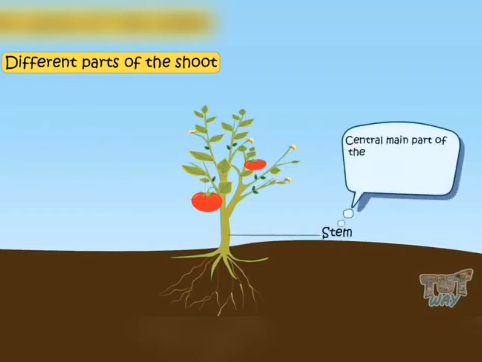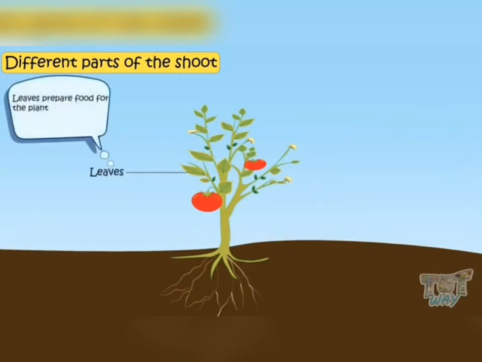The stem is the central main part of the plant. It holds the plant upright. Leaves prepare food for the plant with the process of photosynthesis, and leaves are also called the food factory of plants.